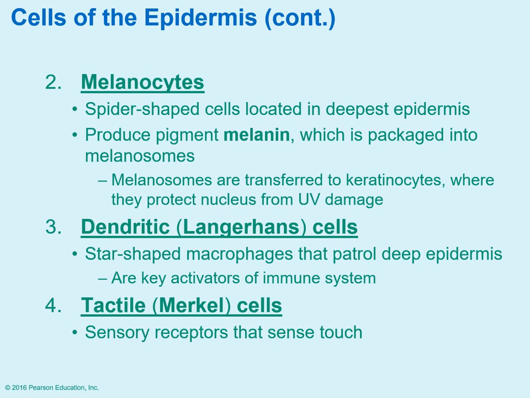The dendritic cells, also known as Langerhans cells, are a type of macrophage. A macrophage is a cell that can engulf, basically eat, any type of foreign debris. So these are scattered throughout the epidermis and are part of your immune system. Think of it as they're on reconnaissance. They're on patrol, kind of looking for any type of foreign debris to keep it from penetrating further. And then you also have the tactile cells, also known as the Merkel cells. These are sensory receptors. They can sense touch.